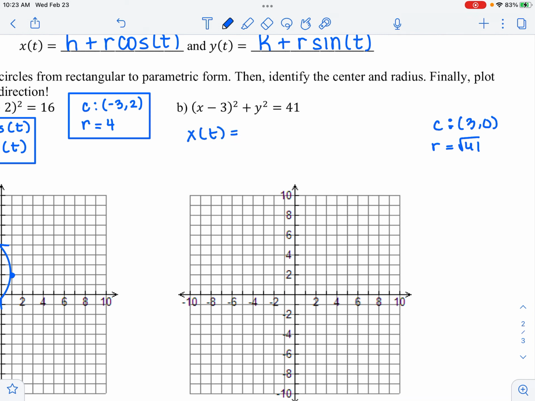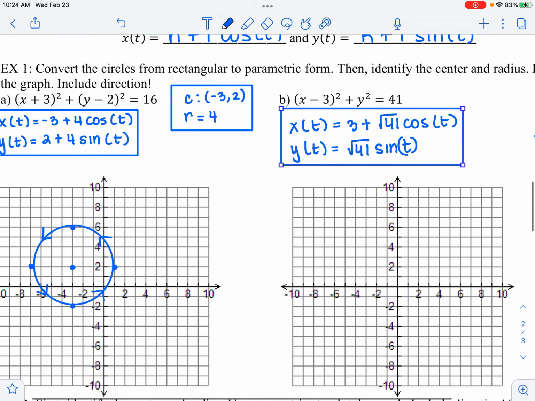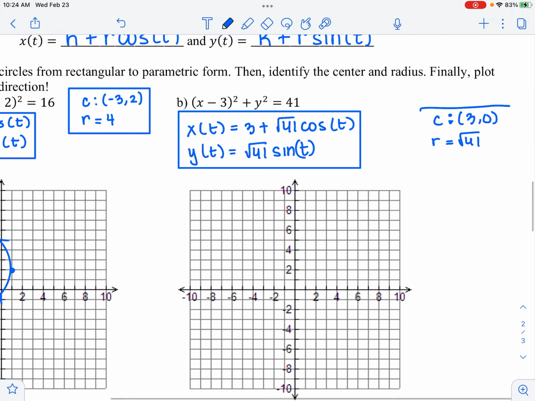So I have x of t equals 3 plus, oops, I forgot my radius, 3 plus root 41 cosine of t, and then y of t is equal to 0 plus, so since it's 0 plus, I'm just not going to even bother writing it, root 41 sine of t. And these are my two equations. Now I'm going to go back to my first two, make sure I put sine in the second equation. I did. Here's my other information they asked me for. And now I'm going to graph this.